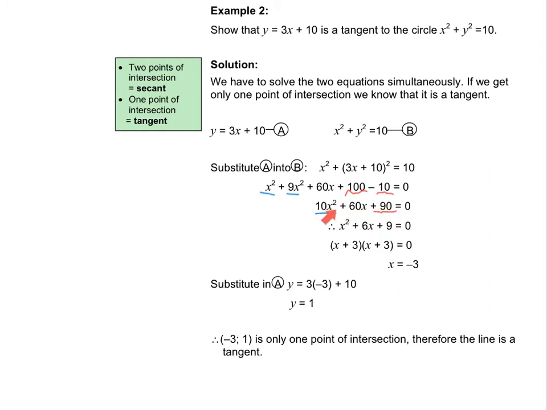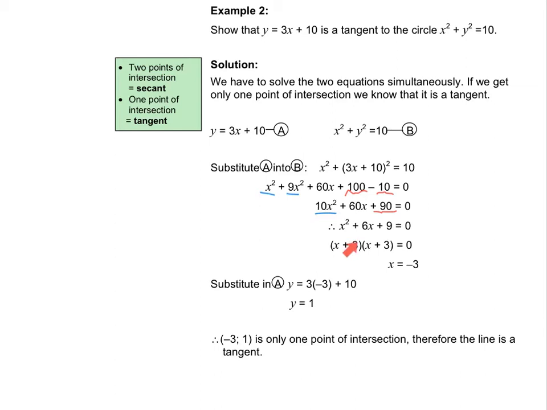Now I have a quadratic trinomial equal to 0, and therefore I will first take out a highest common factor of 10 out of each term. Therefore, if I divide by 10, 10x squared divided by 10, I get x squared. 60x divided by 10 is 6x. 90 divided by 10 is 9. Now I can factorize further by making use of two brackets. x times x gives me the x squared. Factors of 9 is 3 times 3. And I test my middle term. 3x plus 3x gives me the middle term of 6x.